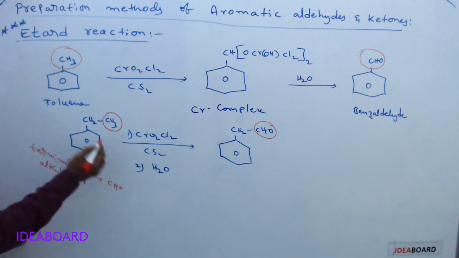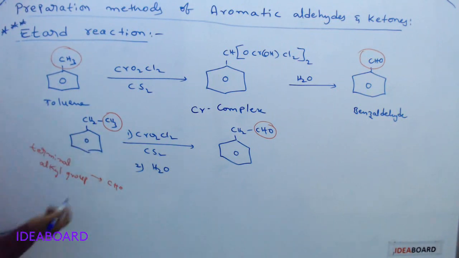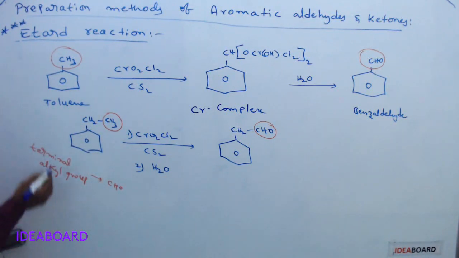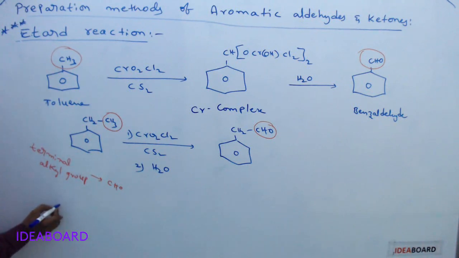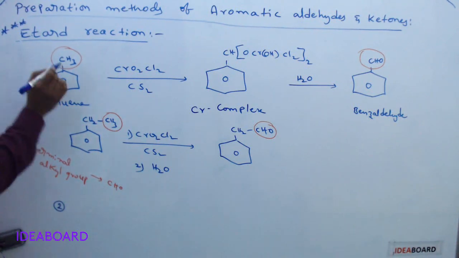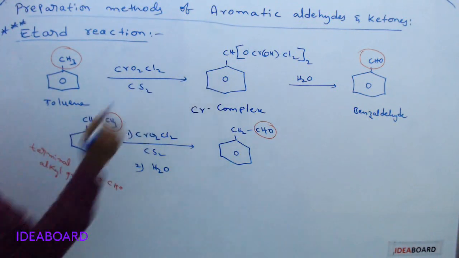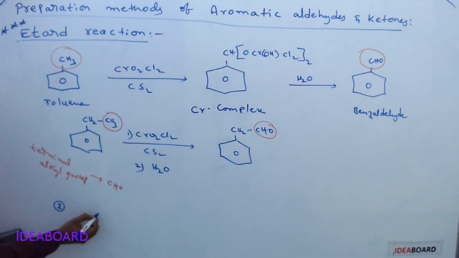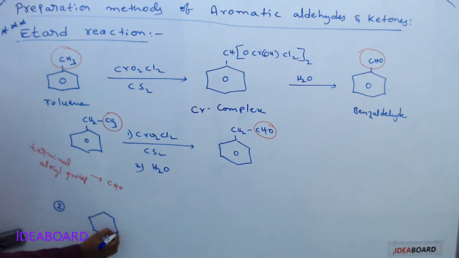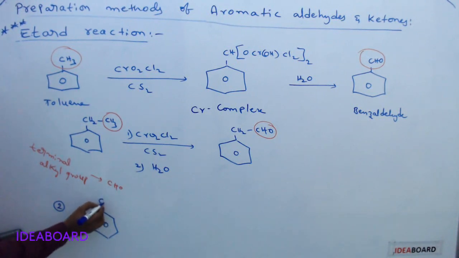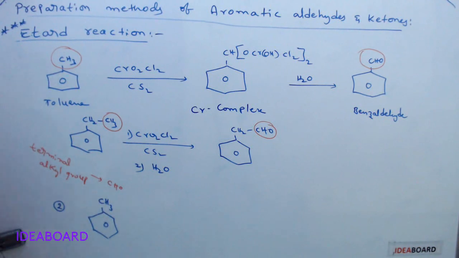And one more reaction is included in this same method, but it is not Etard. I am telling the second one. This is an Etard reaction: one reagent, chromyl chloride in presence of carbon disulfide followed by hydrolysis. The second method I am giving with the same alkyl benzene. Here it is CH3.